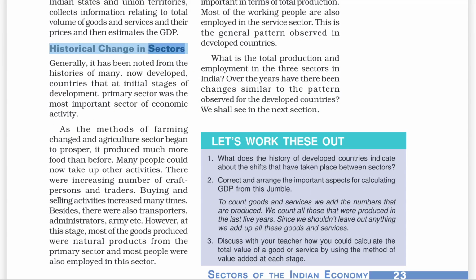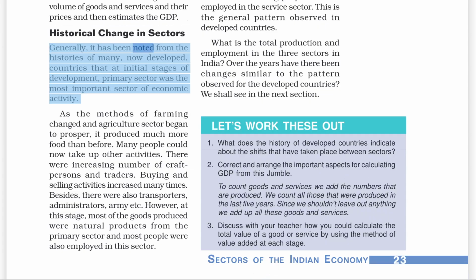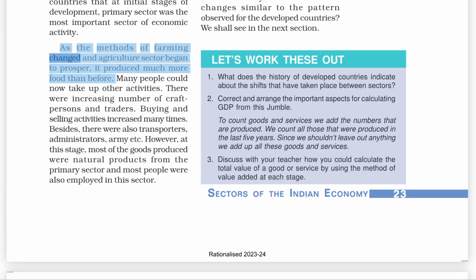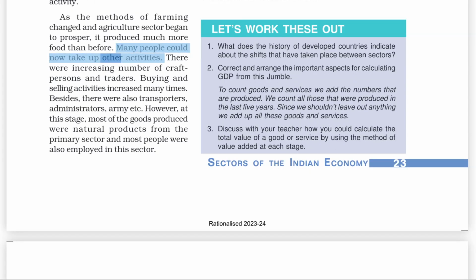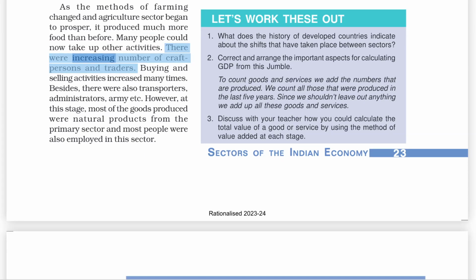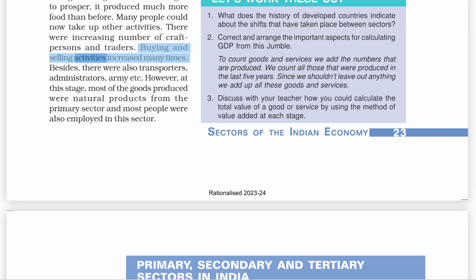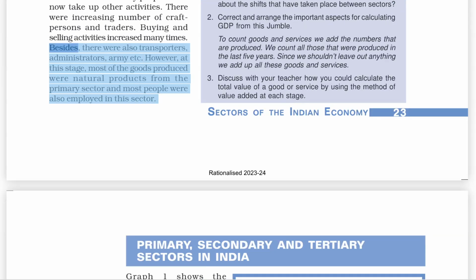Historical change in sectors. Generally, it has been noted from the histories of many, now developed, countries that at initial stages of development, primary sector was the most important sector of economic activity. As the methods of farming changed and agriculture sector began to prosper, it produced much more food than before. Many people could now take up other activities. There were increasing number of craftspersons and traders. Buying and selling activities increased many times. Besides, there were also transporters, administrators, army, etc.